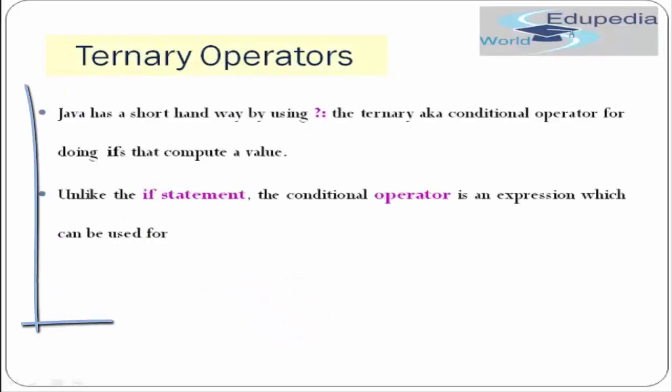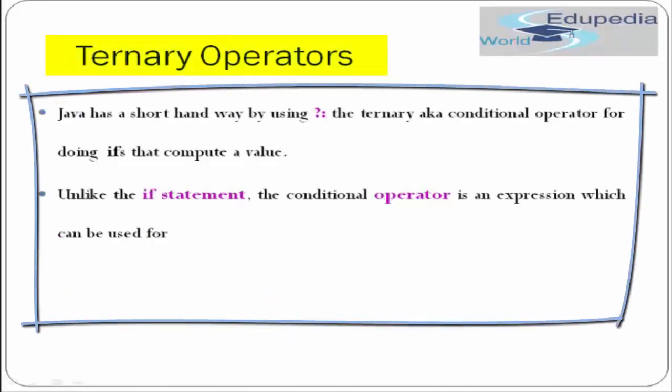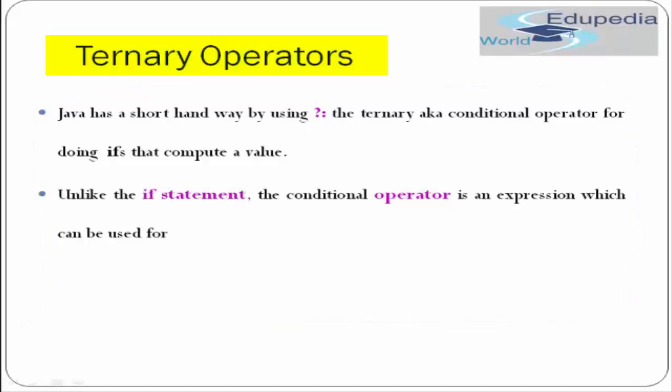Okay, so what are ternary operators? Basically, Java has a shorthand way, using the symbol which is a question mark and then a colon, as the ternary, aka conditional operator, for doing ifs that compute a value. So you can say it is also a shorthand notation for an if statement. And how does it work? Unlike an if statement, the conditional operator is an expression. Let's see an example.